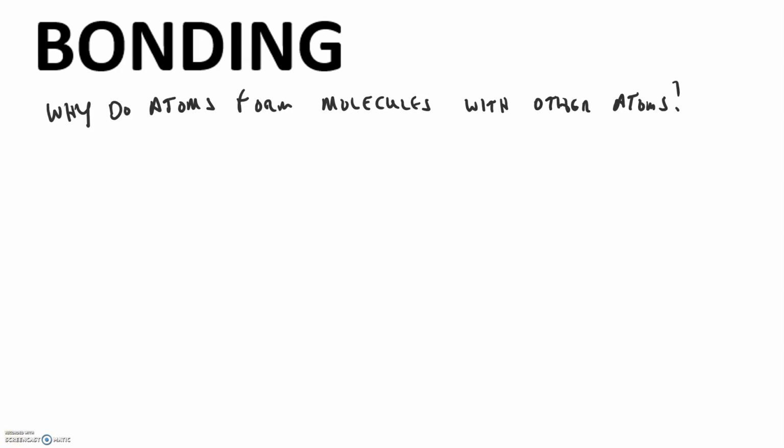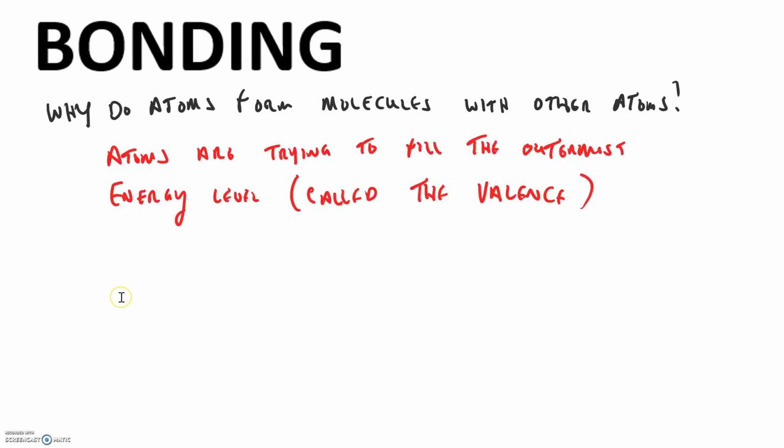So today we're going to be looking at bonding, and the question that we want to be asking is, why do atoms form molecules with other atoms? And it's a very simple answer. Atoms are trying to fill the outermost energy level. We're going to refer to that by a word called the valence energy level. And most atoms have too many or too few electrons in their valence.